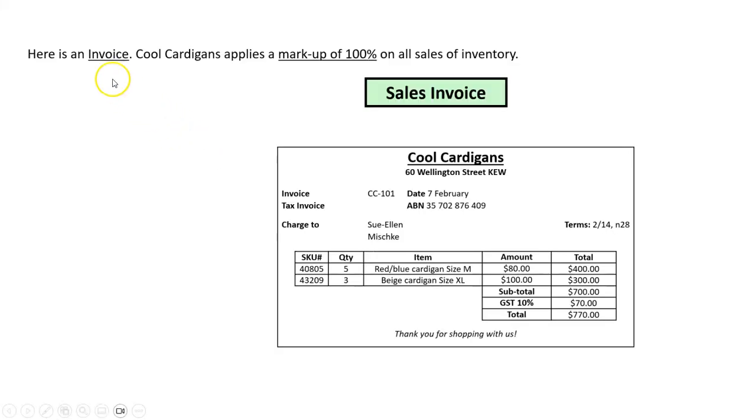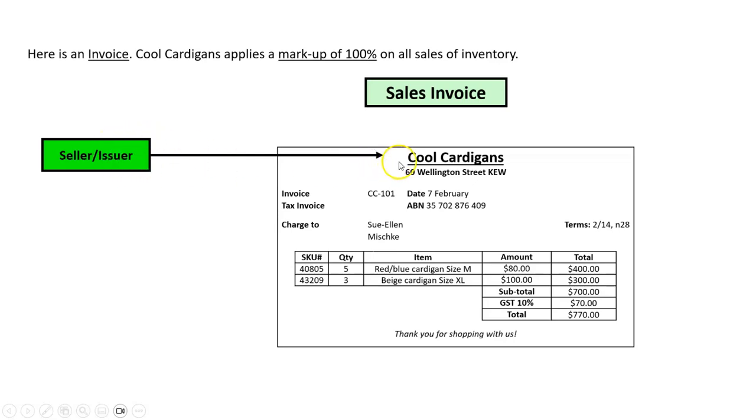Let's have a look at an invoice. So it says Cool Cardigans applies a markup of 100% on all sales of inventory. So we are Cool Cardigans. This is going to be a sales invoice for us. So what we can see is the seller or issuer's name is at the top. That's us. And the person that is buying or receiving this document is here, which is Sue Ellen Mishke.